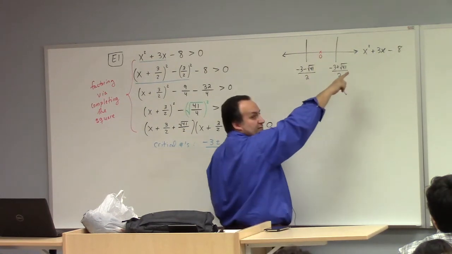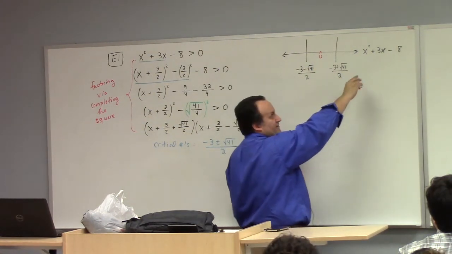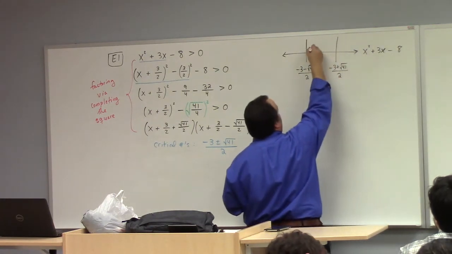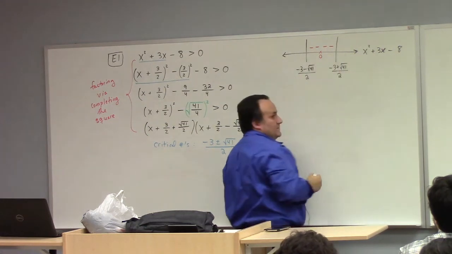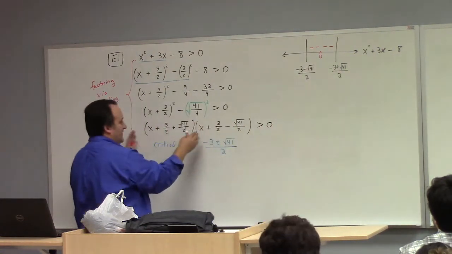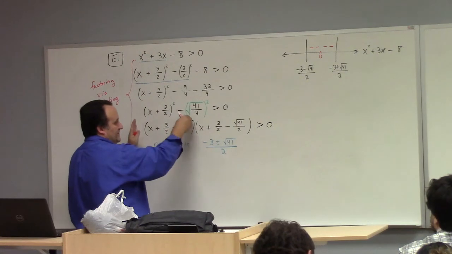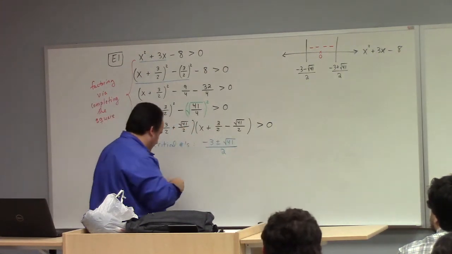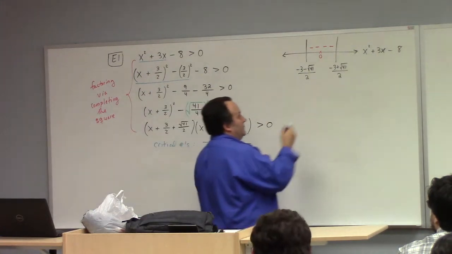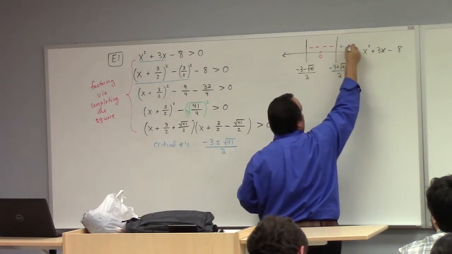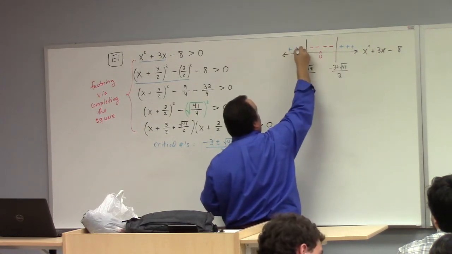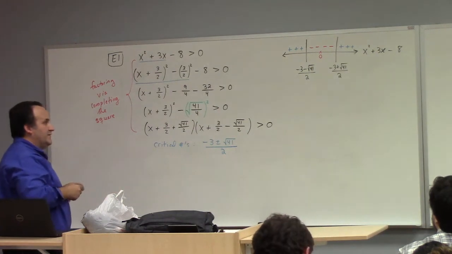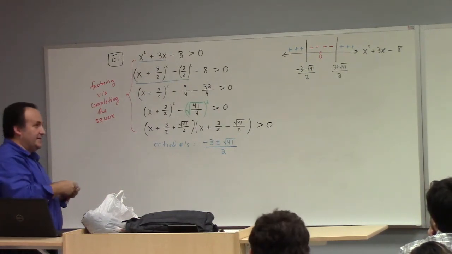What's the value of this expression when you plug in 0? Plug in 0 here, what do you get? Negative 8, right? So it's negative here. Then notice that each one of the factors is what? It's just to the power 1, right? They're both odd powers. So the sign flip theorem says that we change from minus to plus as we go across the critical numbers. All right. Now, so we've completed step 3. Now step 4, we write down the answer.